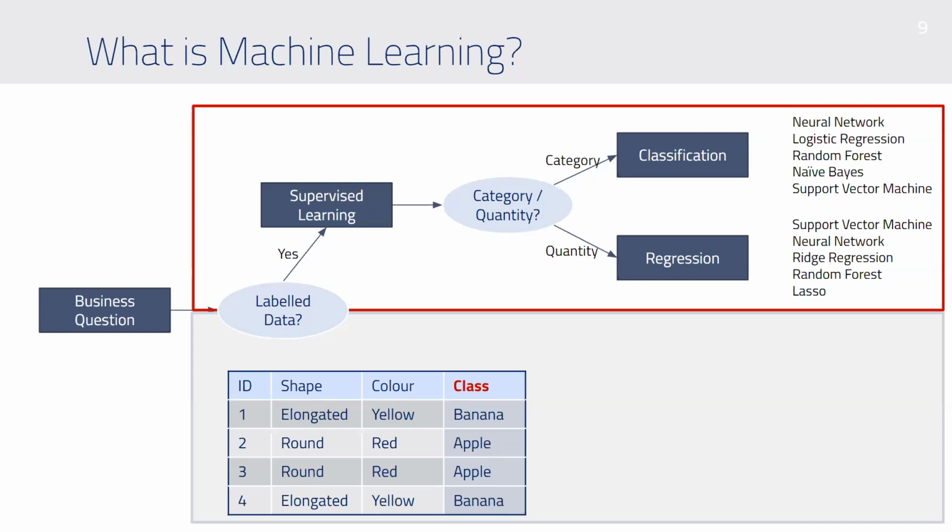For example, I have a list of fruits and I have the shape and the color. In this case, I have a class, which is my label. When it's an elongated fruit and it's yellow, I label it as a banana, or when it's round and red, I label it as an apple. I feed this data to my model, and the model learns from this so that when I give it a shape and a color, it will tell me whether it's a banana or an apple.